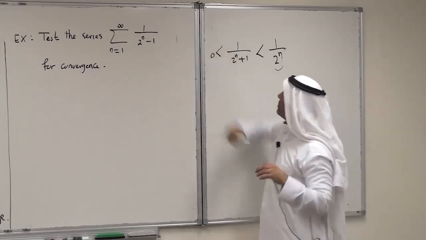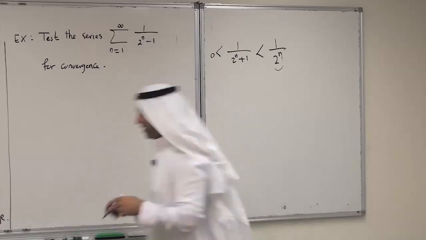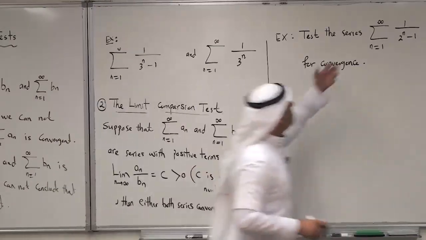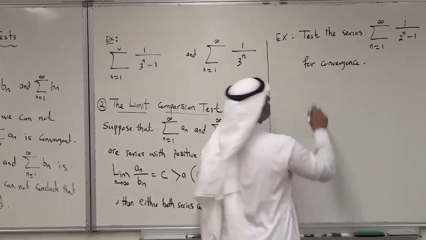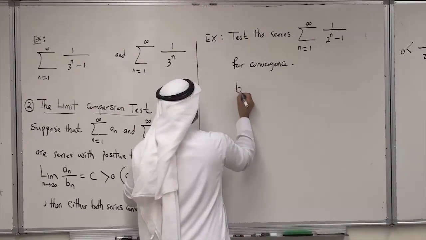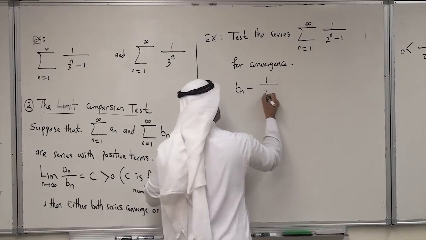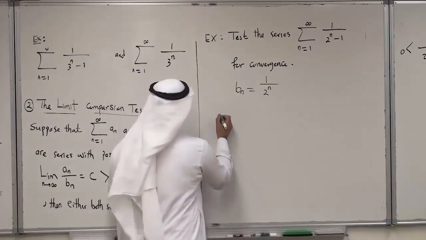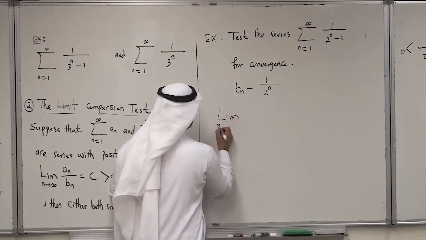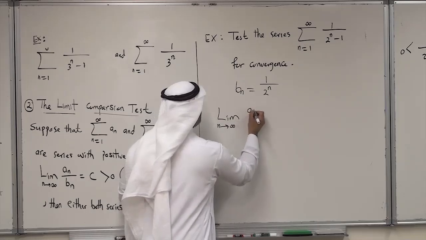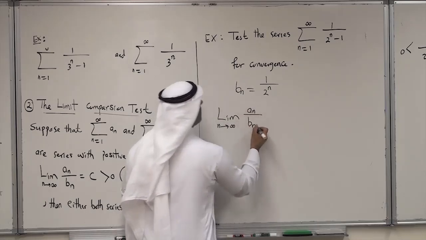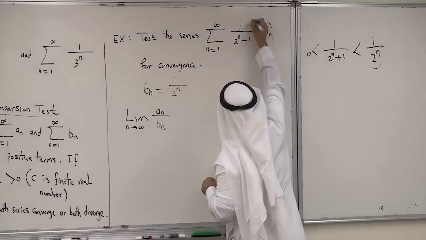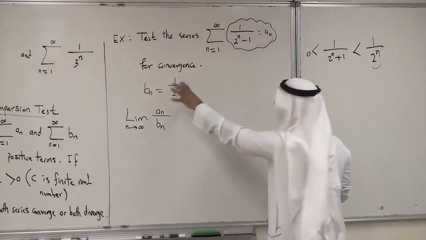Both of them are greater than 0. But now the problem is we have minus 1 here. So what should we do? Look for the more significant term in the numerator and denominator. In this case, compare this with b_n, that is 1 over 2 to the n. How to compare it? Take the limit as n goes to infinity of a_n divided by b_n. Let us call this term a_n, and this is called b_n.